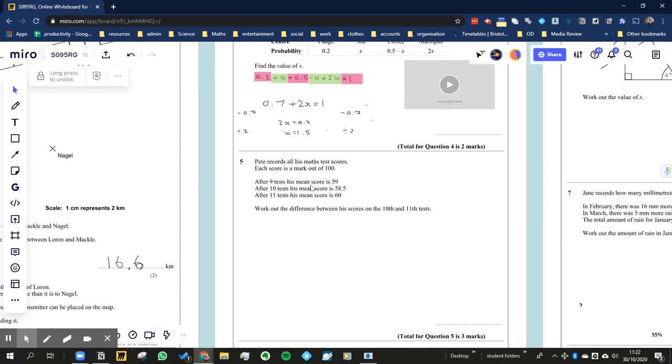Well, that's good because there's no way we could really work out any of his first 9 tests, because all we know is their mean or their average. This is a type of average, the most common type of average. We just know their average is 59.